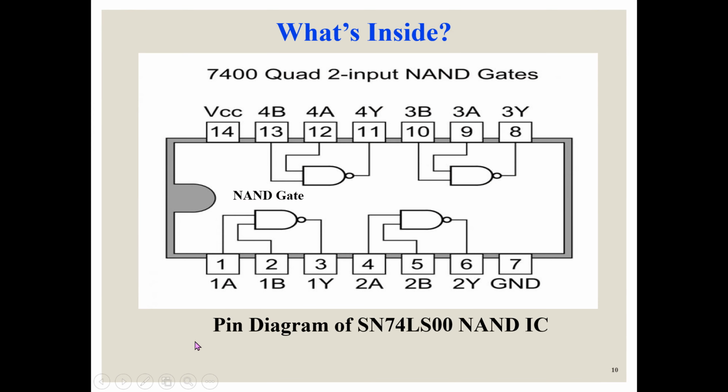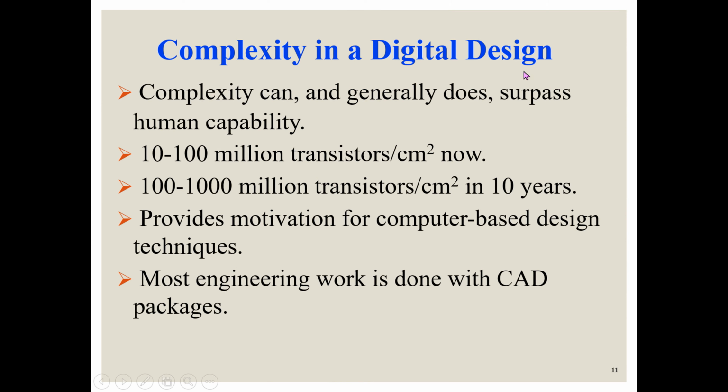You might have seen the complexity of the slide, which is changing. You can see now it is very complex in nature. In a similar way, the complexity of digital electronics also looks like this. The complexity in digital design generally surpasses human capability. Why?